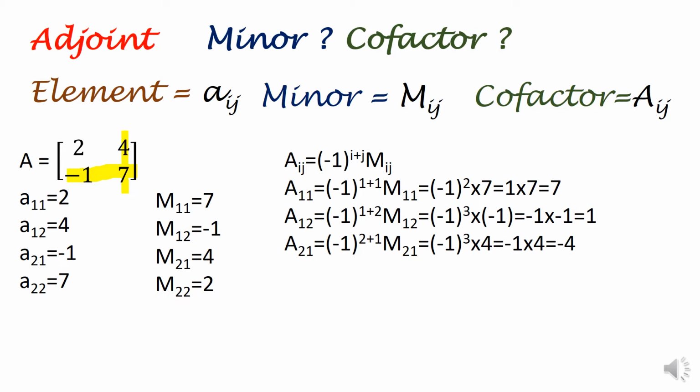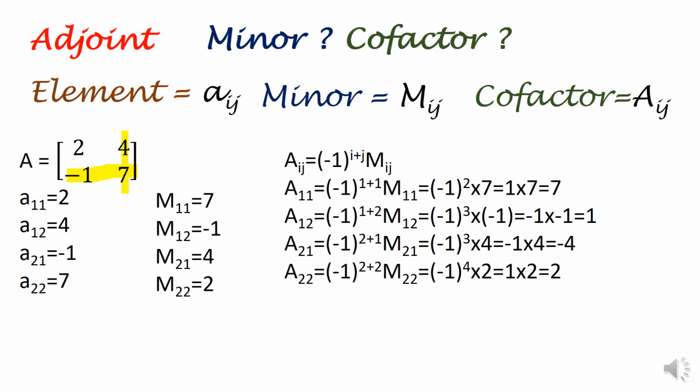What is A21? -1 raised to 2 plus 1 into M21. That is -1 cubed into 4, which is -1 into 4. That is -4. And A22 is -1 raised to 2 plus 2 into M22, which is -1 raised to 4 into 2. Remember, -1 raised to any even number is 1. So 1 into 2 is equal to 2.